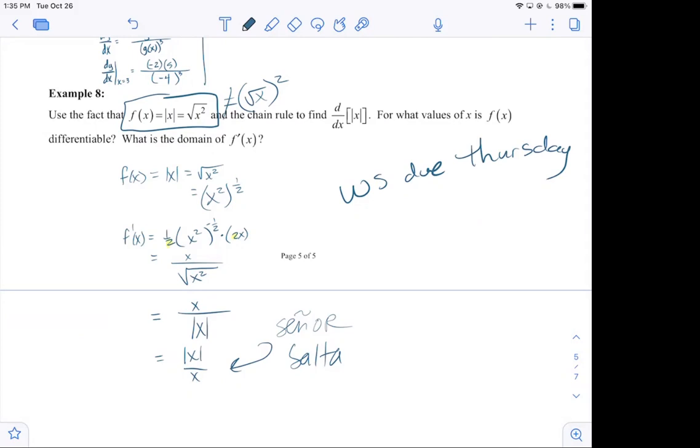It's only over chain rule, right? And trig stuff. Yeah.